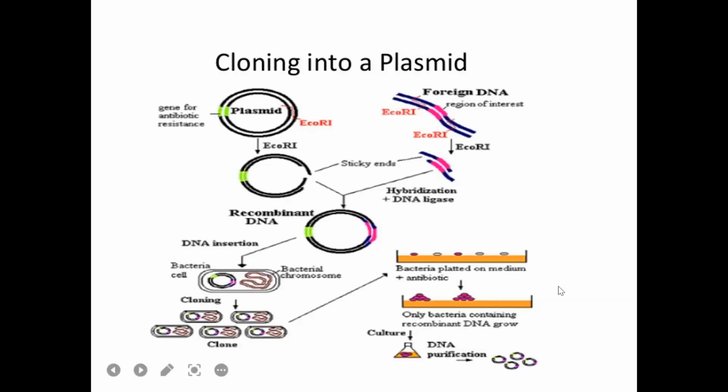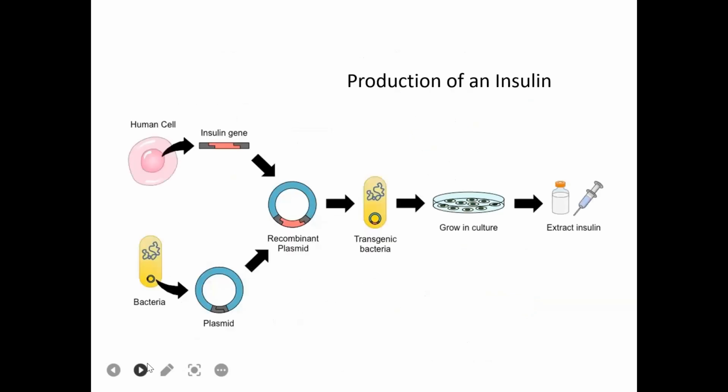Then the remaining will be only having the bacteria which have the rDNA molecule. So those will be grown and cultured and centrifuged. Then we will get the rDNA or recombinant DNA molecules.